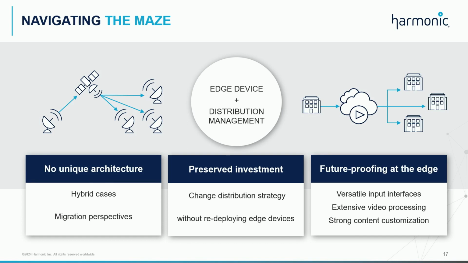And for this, you need to have devices at the edge which can be future-proof, allowing multiple types of inputs: satellite with descrambling, plus IP multicast, plus HLS, HTTP reception. Extensive video processing is still needed in many use cases to do this personalization, which is more and more important to monetize the content and leverage the possibility to target advertisement to a given audience, to a given country, to a given region. And the possibility, again, to do this strong content customization. And that's it.